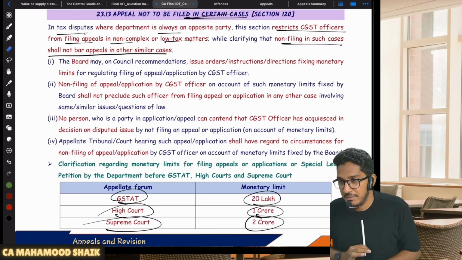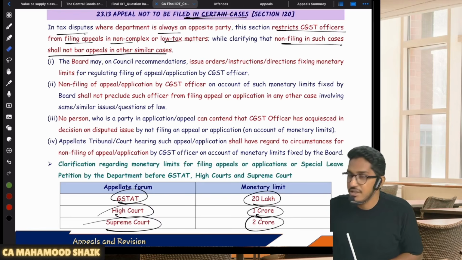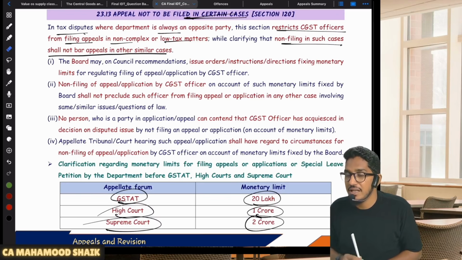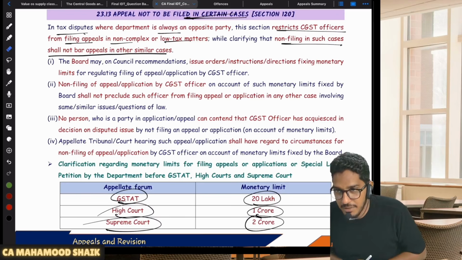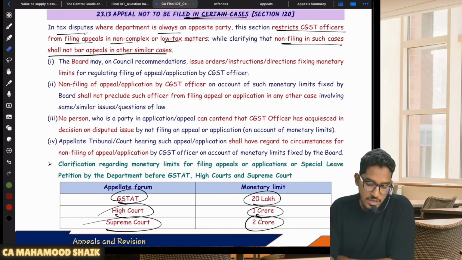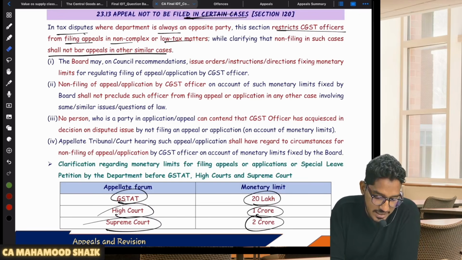They did not go for appeal in my case. Why? Because the amount is low. In your case, the amount is high, they will take it for appeal. By not taking an appeal, it doesn't mean the department has accepted it. It is nothing like that. For similar circumstances in other cases where the required amount is there, they can happily go for appeal. So that's what they say: non-filing in such cases shall not bar, shall not stop appeals in other similar circumstances.